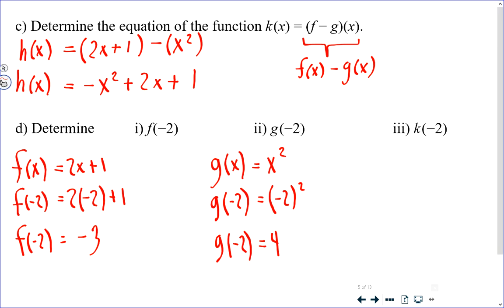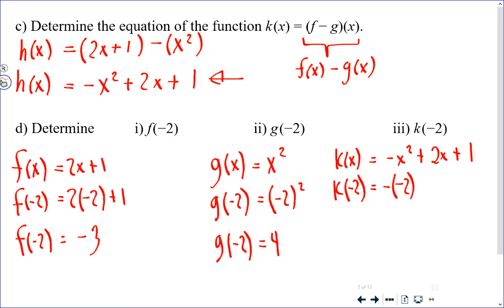How are we going to find k of negative 2? Well, k of x, we've discovered, is up here. k of x is equal to negative x squared plus 2x plus 1, which means that k of negative 2 is equal to negative times negative 2 squared plus 2 times negative 2 plus 1, and we can figure that out.